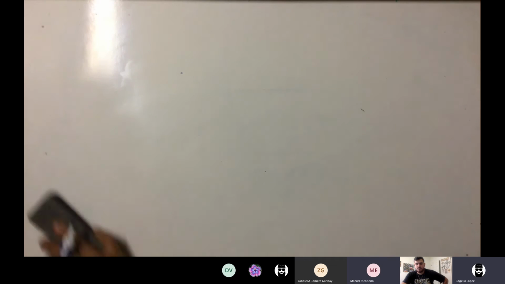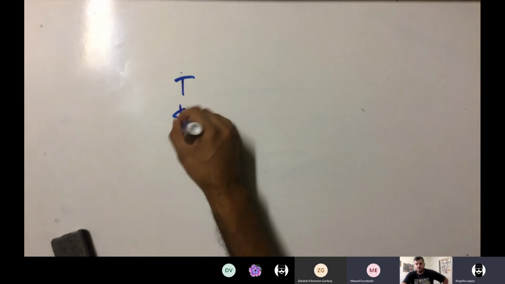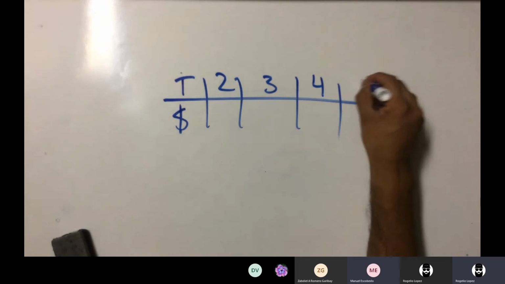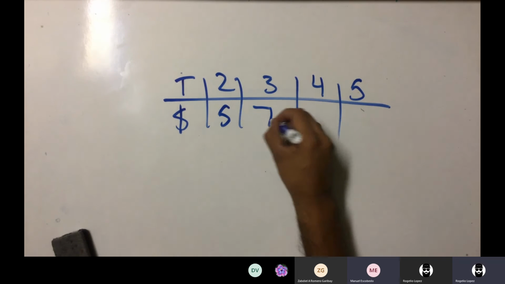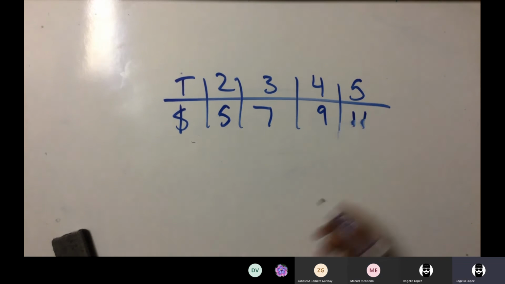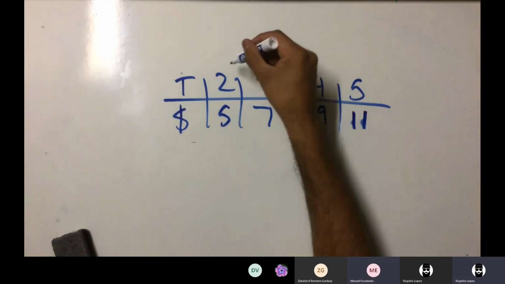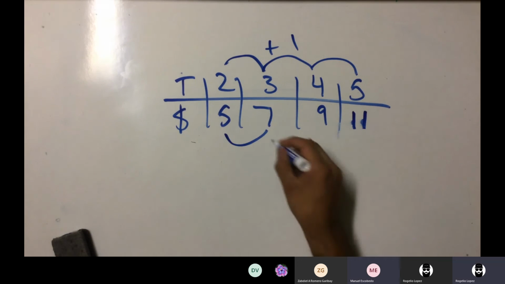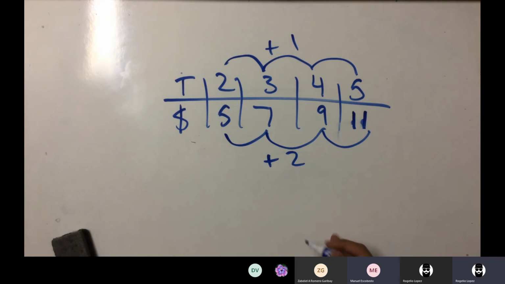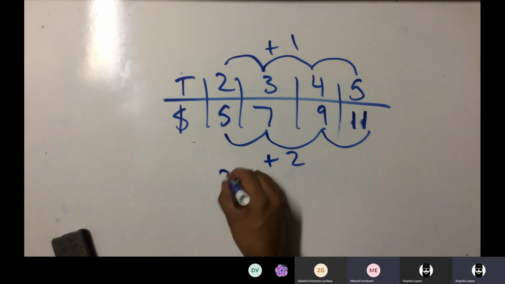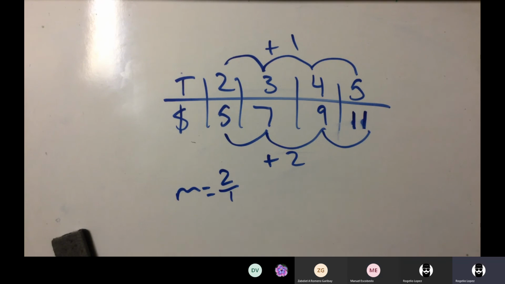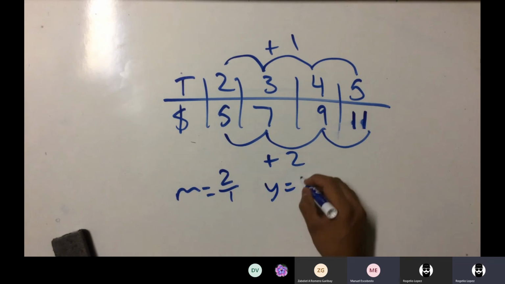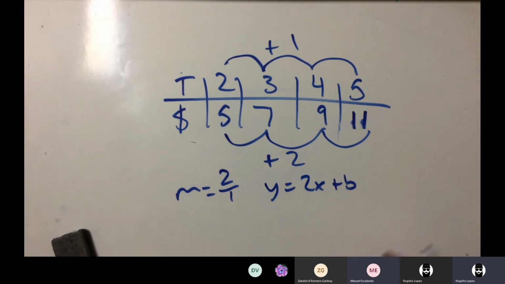Okay. Next one says same thing, tickets and dollars. I've got 2, 3, 4, 5 on top, and then 5, 7, 9, 11. So let's find a pattern. 2 plus 1 plus 1 plus 1 again. Now here's plus 2 plus 2 plus 2 each time. So again, I know my slope is going to be 2 over 1, which equals 2. It's changing y over changing x. So that's my slope. So my equation is going to be y equals 2x plus b.